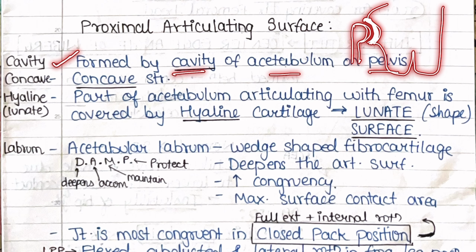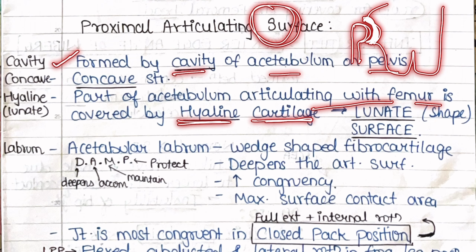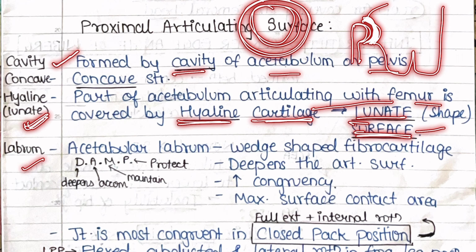The part of the acetabulum articulating with the femur is covered with hyaline cartilage. As we know, the acetabular surface is covered with hyaline cartilage, and it is of lunate shape. So the structure of the cavity is similar to a lunate shape. Then comes the labrum, the acetabular labrum. The acetabular labrum is also a sort of covering around the acetabulum or acetabular fossa.